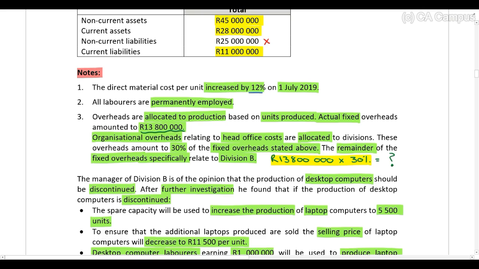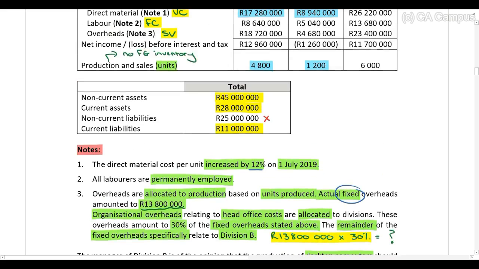Overheads are allocated to production based on units produced. The actual fixed overheads amounted to 13.8 million. All right. So above, you've been given the total overhead cost, which includes both a fixed and a variable portion. We know that the fixed portion is 13.8 million, so that means the balance must be variable. So let's split this out. Let's calculate what the fixed overhead is and what the variable overhead is.